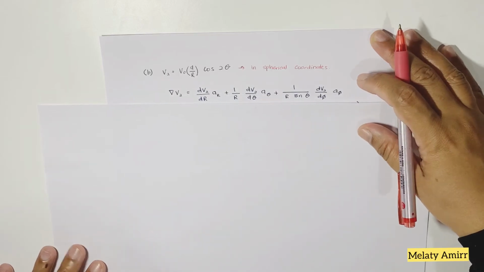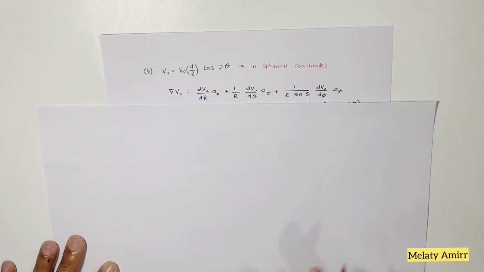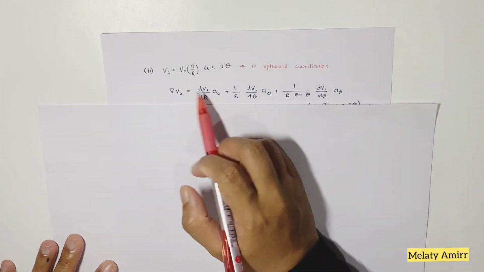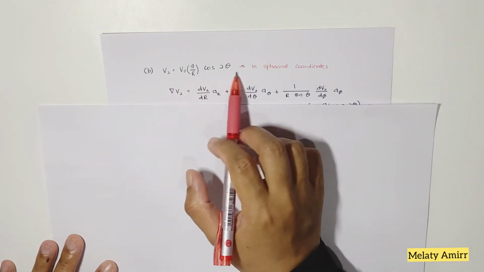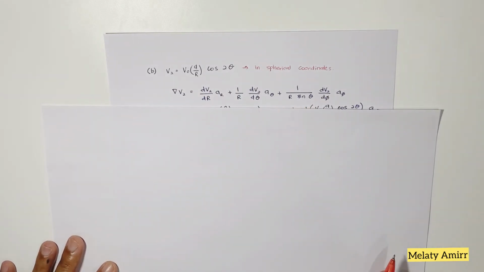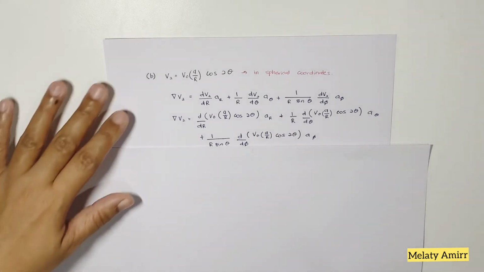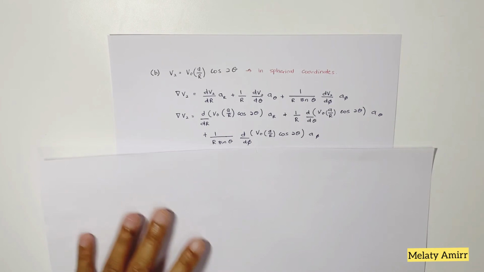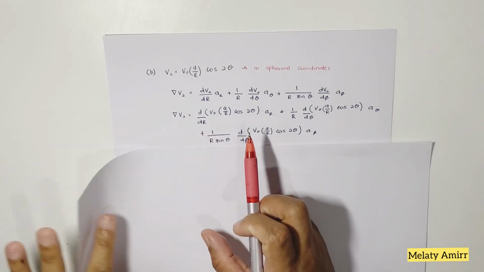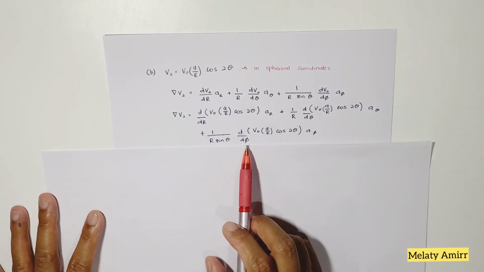So the equation is here. Okay, this equation is from the appendix. And then you just need to substitute the equation V2 into this equation. Okay, so you will get it like this after you substitute. Okay, so this one, you need to differentiate towards r. For the second term towards theta and the third term towards phi.